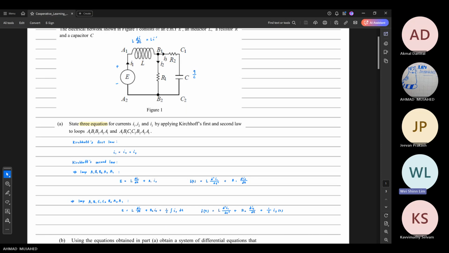And for loop A1, B1, C1, C2, R2, A2, A1, we found the equation is E equals L di1/dt plus R2 I3 plus 1 over C integration of I3. Then to eliminate this integration, we differentiate both equations. Then we get the equation on the right. Scroll down.